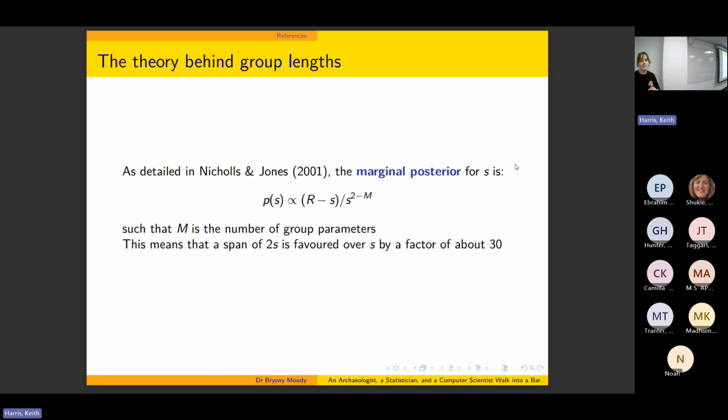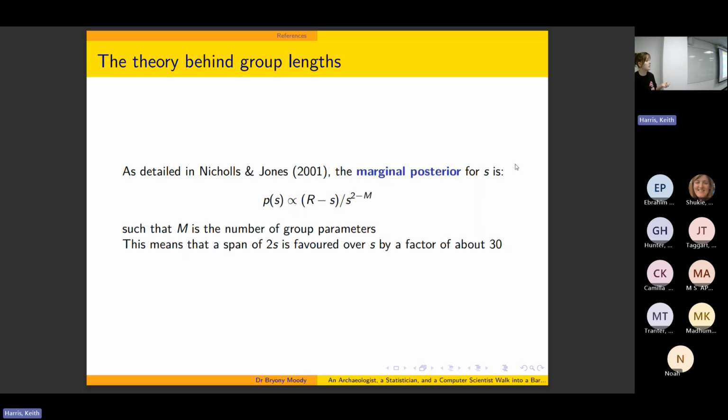But what it accidentally does is, if we work out the marginal posterior for this span, it ends up being R minus S divided by 2 to the S to the 2 minus M. And M is your number of group parameters. So the more parameters you've got, the more of a problem this causes as well. It means that a span of 2S is favoured over S by a factor of around 30. And that's definitely quite strong prior knowledge that we're accidentally imposing that we definitely don't want to do.